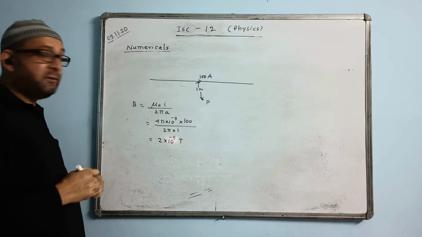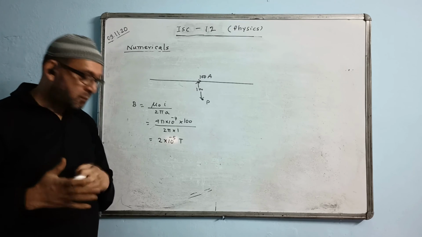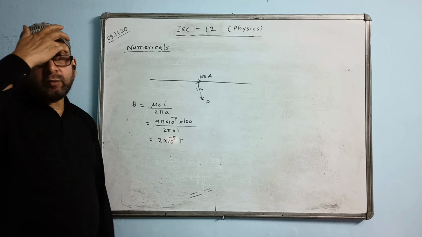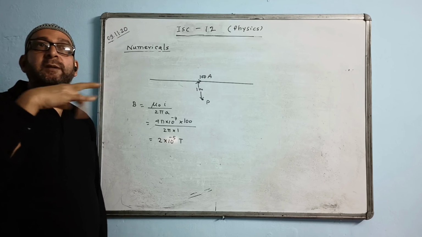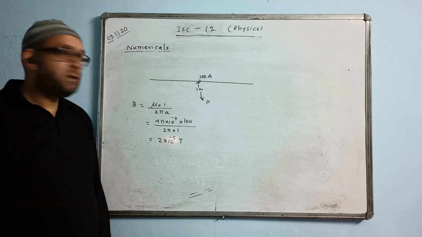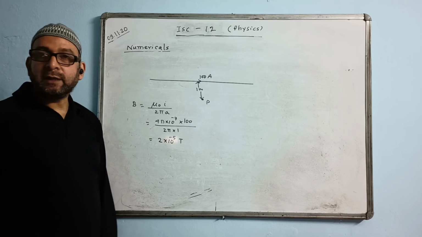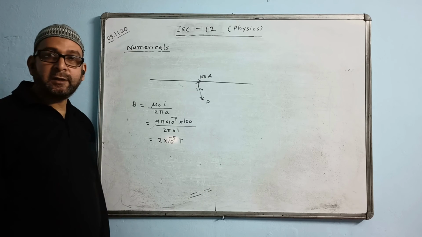Now we will check the direction also. Question says what is the magnetic field, and south north is mentioned. Whenever a direction like south, north, east, west is mentioned, we must write down the answer along with the direction. That is why they have given this question. Let us check what direction it comes.